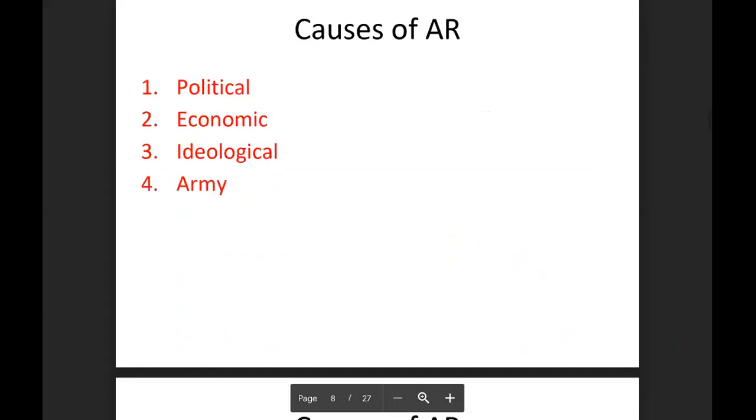Causes of the American Revolution. Okay, we'll study it step by step. Political causes are there, economic causes are there, ideological causes are there, and the army's role is there. All these are four different causes. In the PDF, I have given you the same way, so we'll also discuss it here. First, we'll talk about the political cause.